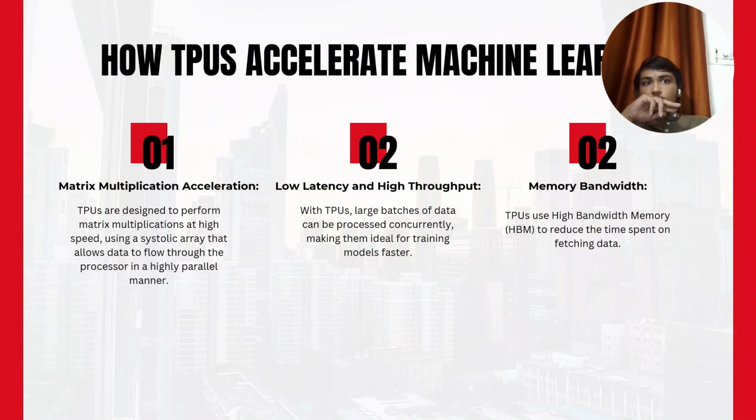How do TPUs accelerate machine learning? We discussed matrix multiplication acceleration. They are designed to perform matrix multiplication at higher speed compared to CPU and GPU. Low latency and high throughput: the latency is less, meaning when you give any command and the computer takes the input, the time gap between these two is very small, and the output frequency is very high. Memory bandwidth: they have HBM, which reduces the time spent fetching data.